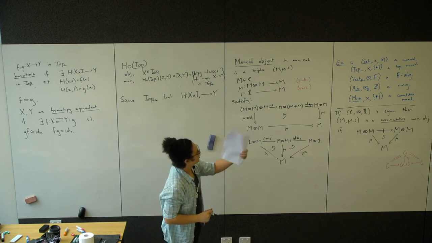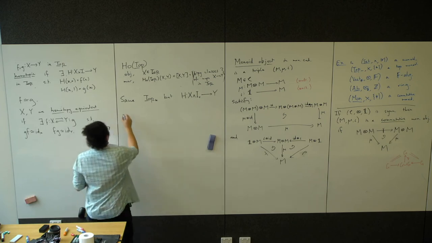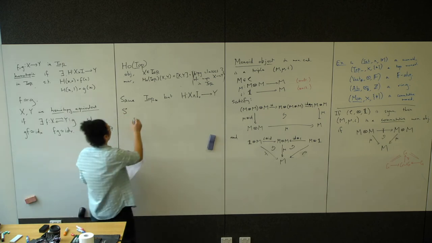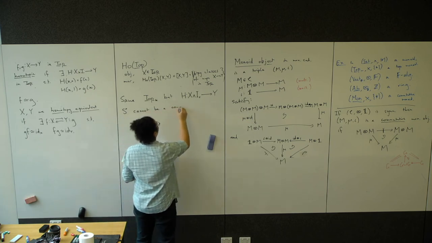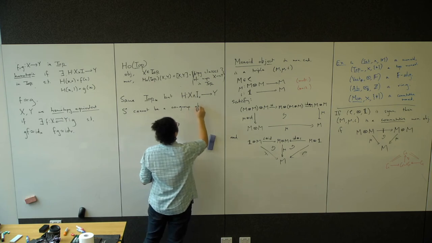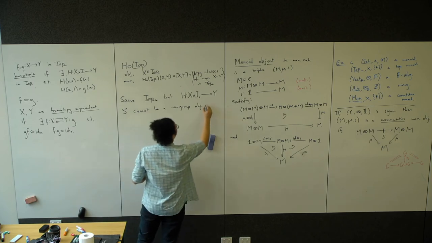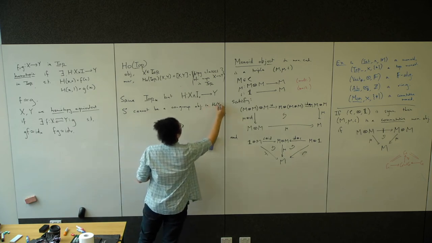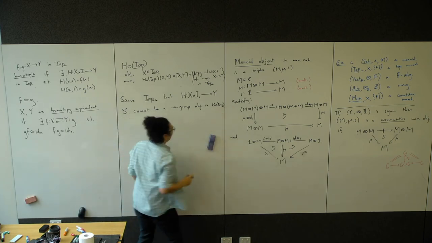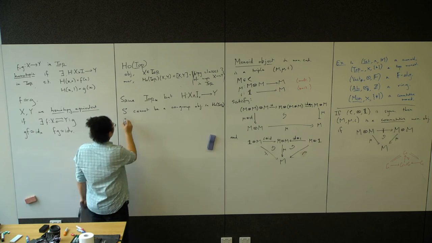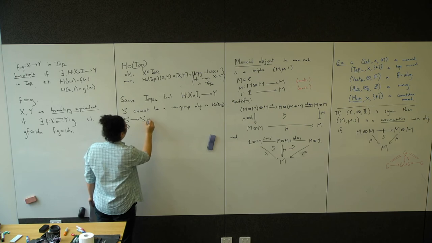So I've just said what a cogroup object is, and I wrote that up for a reason. So S0 cannot be a co-group object in Hotop pointed. And the reason for this is that there are three choices of map from S0 to S0 wedge S0.